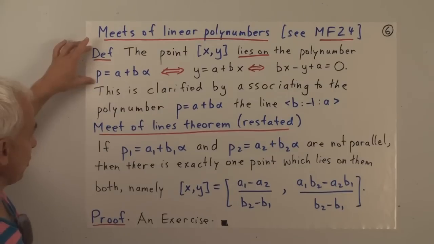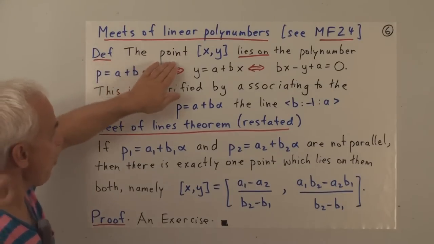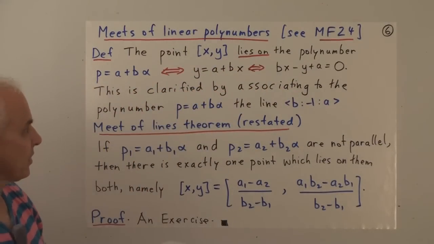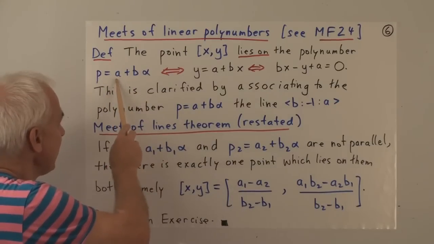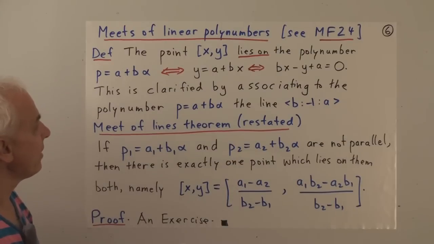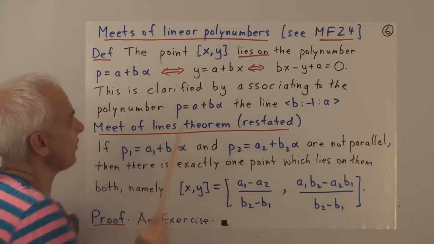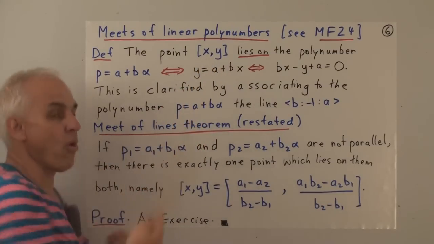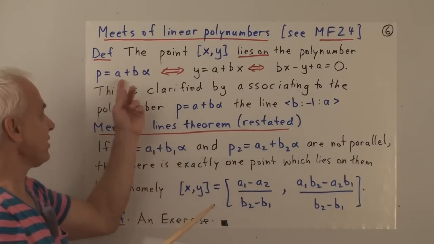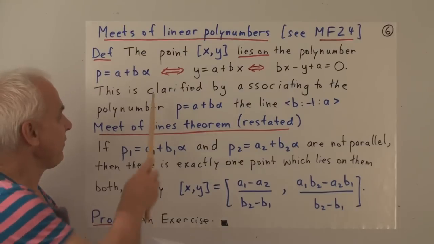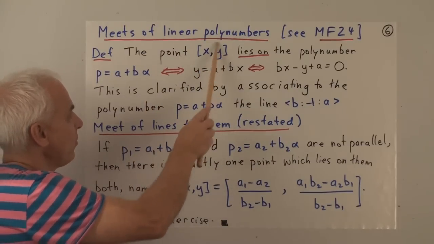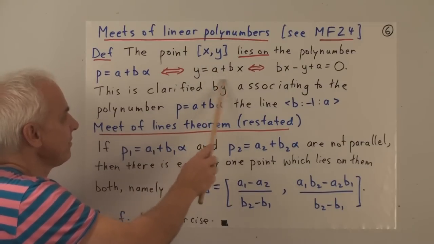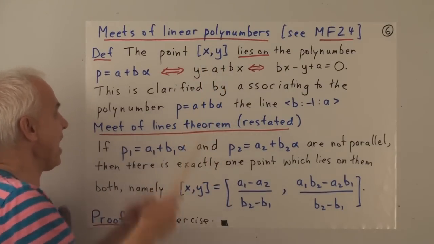So let's first of all introduce a notion of incidence. When a point, say (x, y), lies on a polynumber p. We'll say that (x, y) lies on p, which is a plus b alpha, precisely when y equals a plus bx. In other words, this is exactly the condition that this be a point that we use to plot this polynumber. If we replace alpha with x, then we get p of x right here. So if this is actually p of that, then we'll say that this point lies on the polynumber.